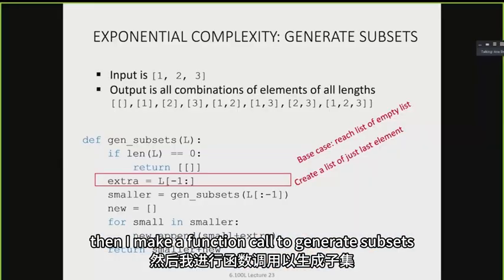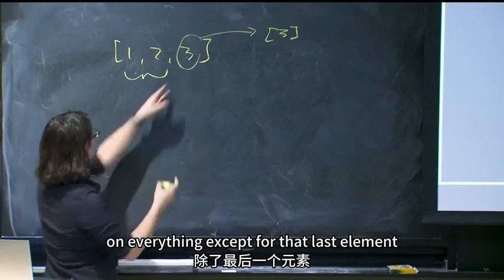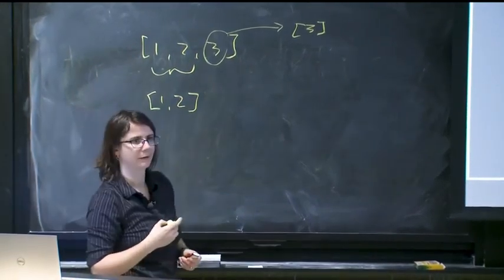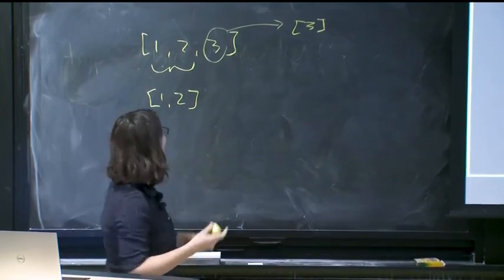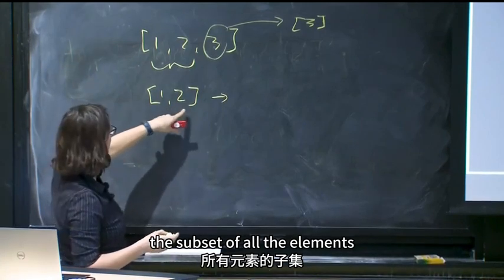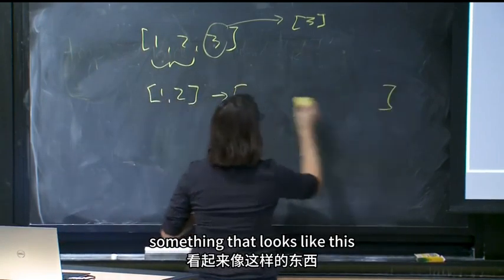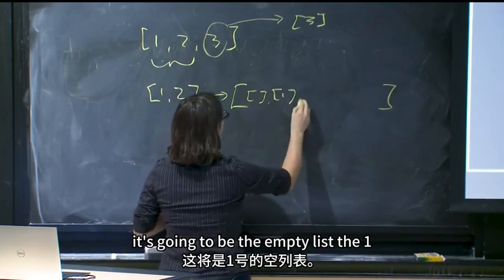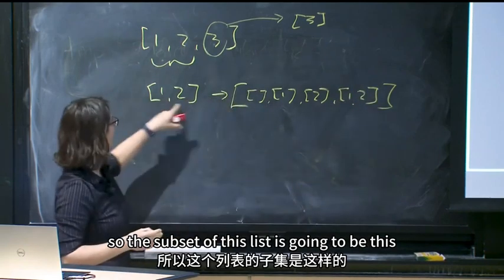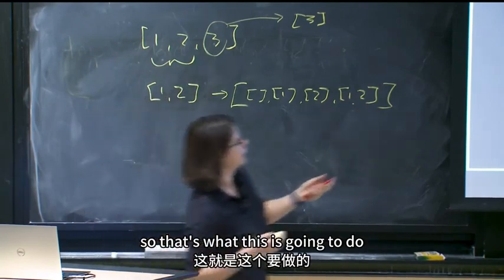Then I make a function call to generate subsets on everything except for that last element. So I say, hey function that I'm currently writing right now, if you can generate for me the subset of all the elements, the subset for this list, then you're going to come up with something that looks like this. It's going to be the empty list, the 1, the 2, and the 1 and the 2 together, right? So the subset of this list is going to be this group of elements here. So that's what this is going to do.